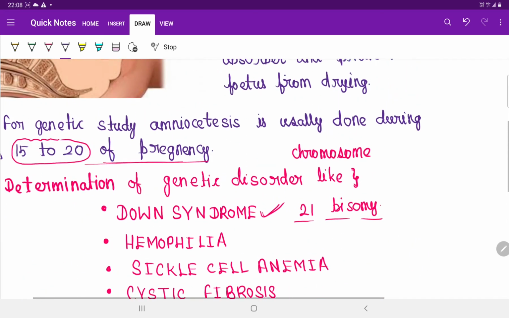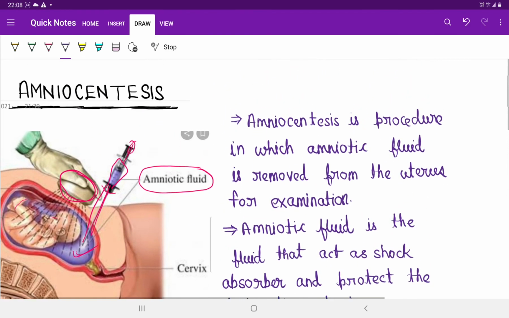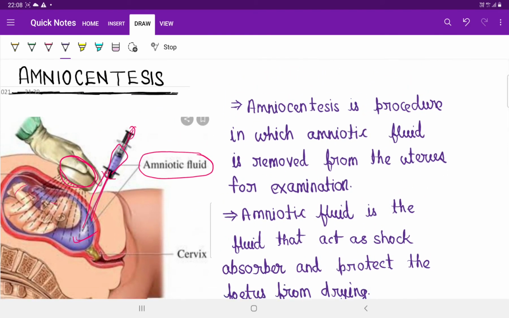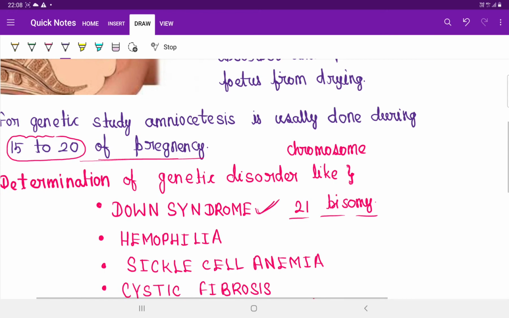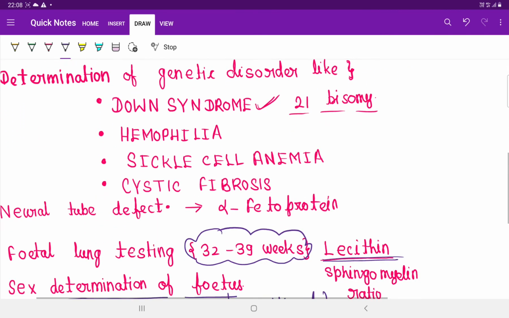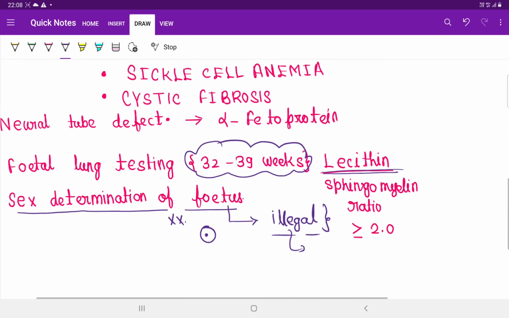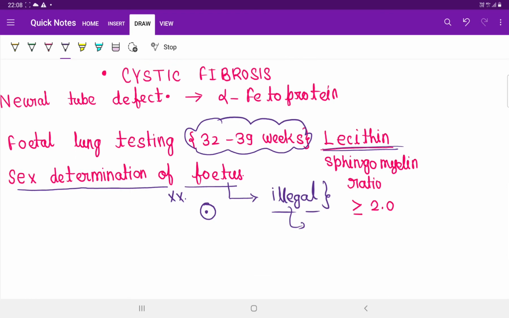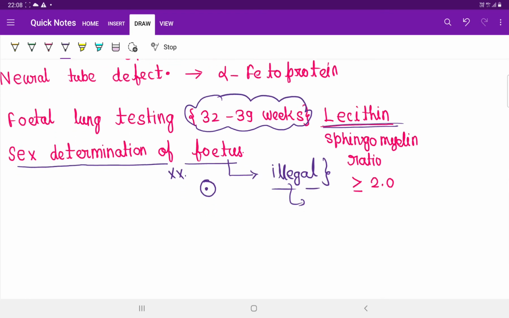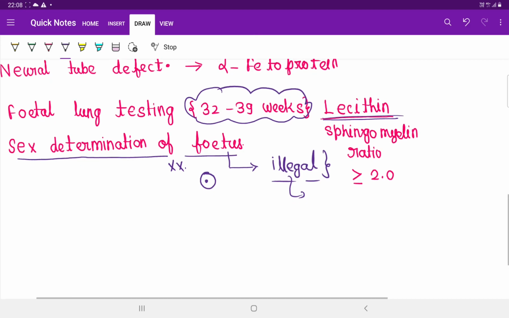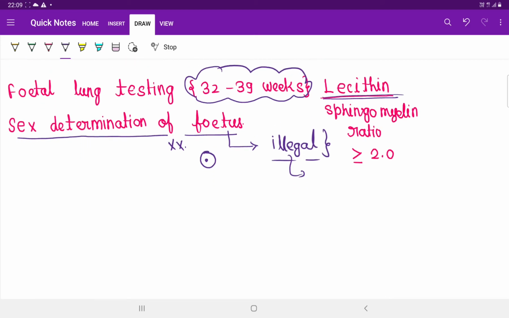So in this video we discussed what amniocentesis is, and then we discussed the significance of amniocentesis, like studying genetic disorders, neural tube defect, then maturation of the lung, and then we can use it for determination of sex. Not in India, in India it's illegal. The remainder we'll see in the next video.